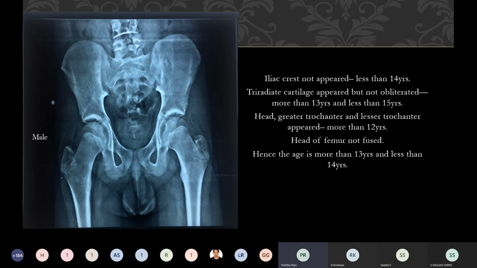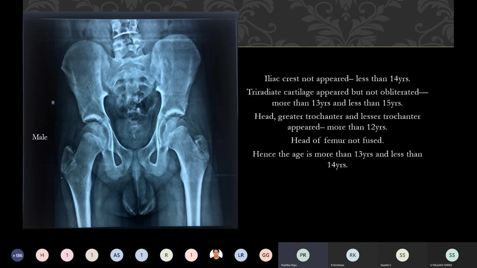Next we come to the triradiate cartilage. Here you can see the triradiate cartilage. Just concentrate on the acetabulum. Just right of the acetabulum, you have one irregular structure. That is called the triradiate cartilage. Here it is not regular, it is a little bit irregular. That means the triradiate cartilage has appeared. That is 13 years, but it is not obliterated. That is the reason I have mentioned it is less than 15 years.